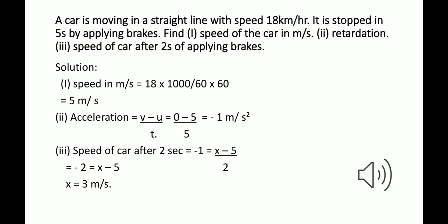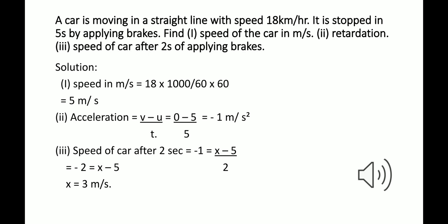Fine. So, solution number 1, speed in meter per second. It is 18 km per hour. Kilometer when changed to meter will be multiplied by 1000, and hour when changed to second will be 60 into 60. So 18 into 1000 divided by 60 into 60. It will come as 5 meter per second.